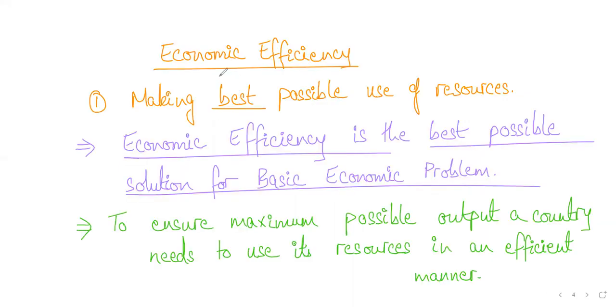Now, think about this. As I said, the word best is unclear, right? It's vague. We don't know exactly what the best means. So that is why economic efficiency is divided in two components. How do we know if a country is economically efficient or not? We will find out by looking at these two components of economic efficiency. If these two components are present, we know that the country is economically efficient, otherwise it's not, right?